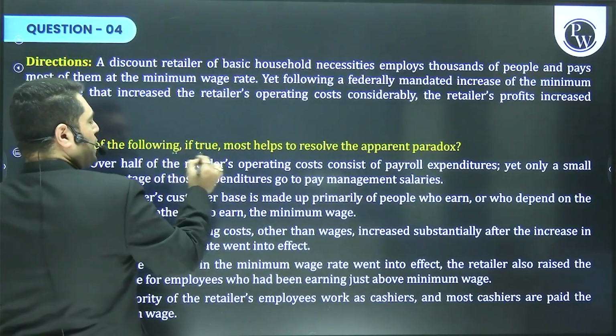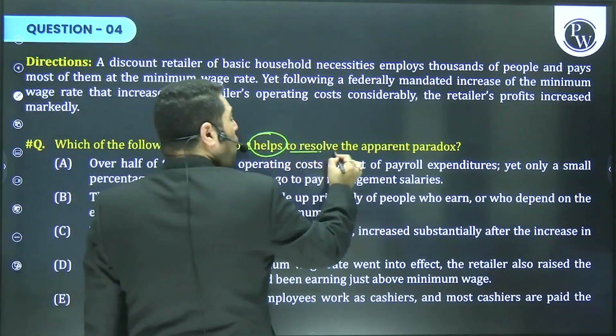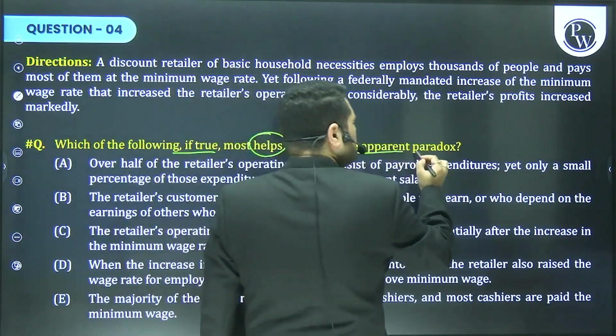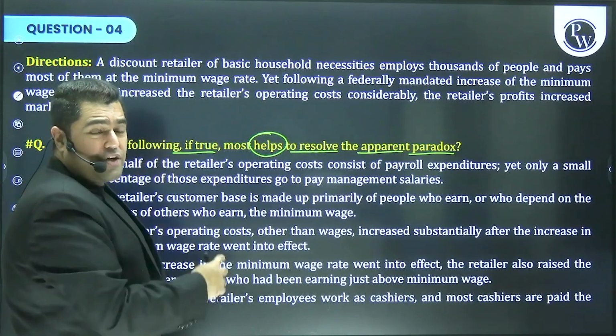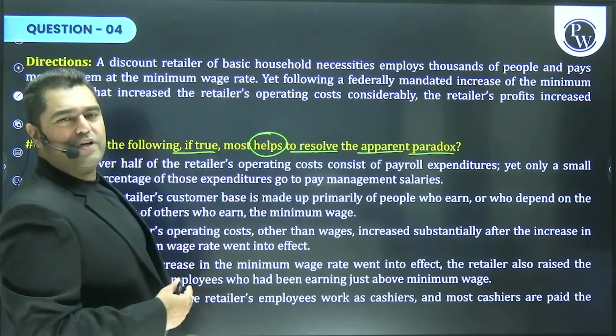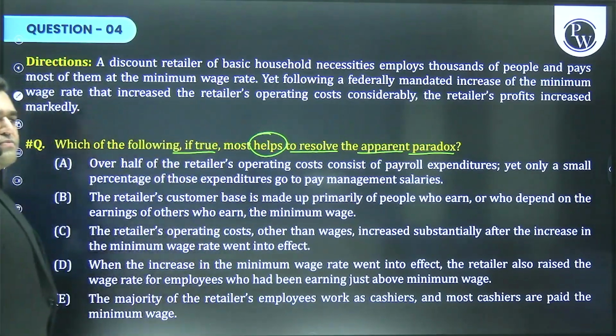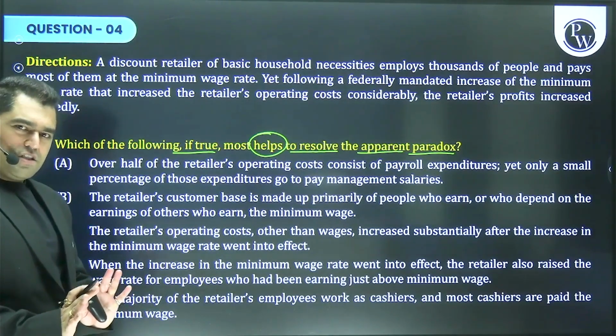Which of the following, if true, most helps to resolve the apparent paradox? So beta, there's something which is illogical. Choose that option, choose that assumption, missing link that best helps to explain this. Keywords. Khali keywords लगाओ. So I'll quickly just explain the question, just the passage.